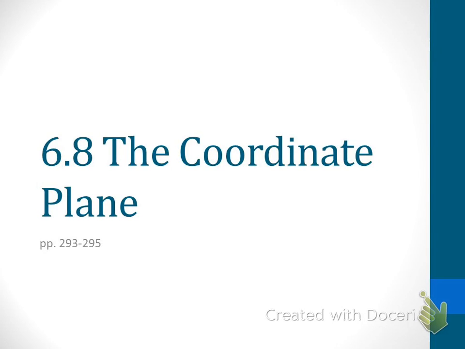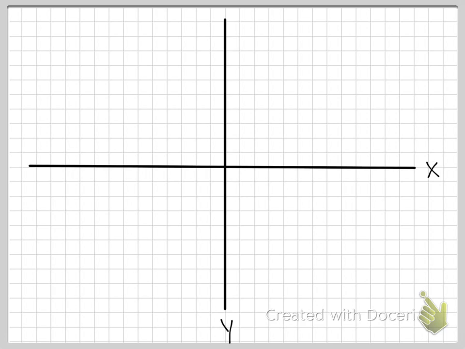Okay, today we're working in section 6.8, the coordinate plane. We are in our books on page 293. So the coordinate plane you can think of like a map. The coordinate plane is a map, and so the first thing I need to do is draw my map.